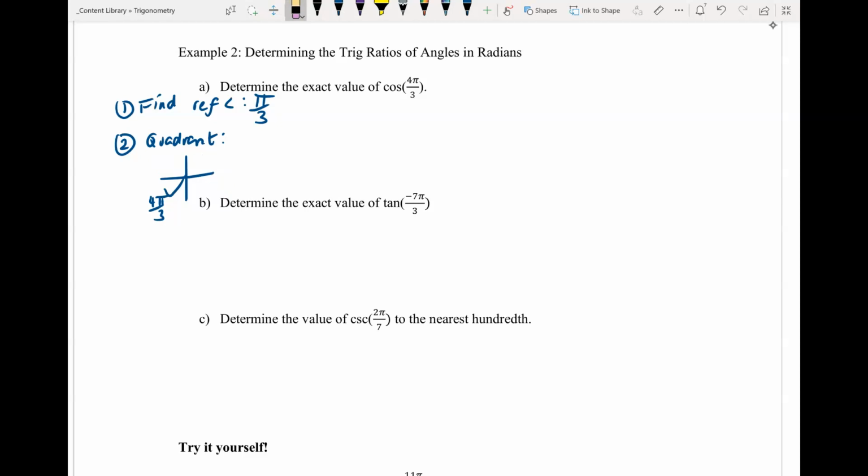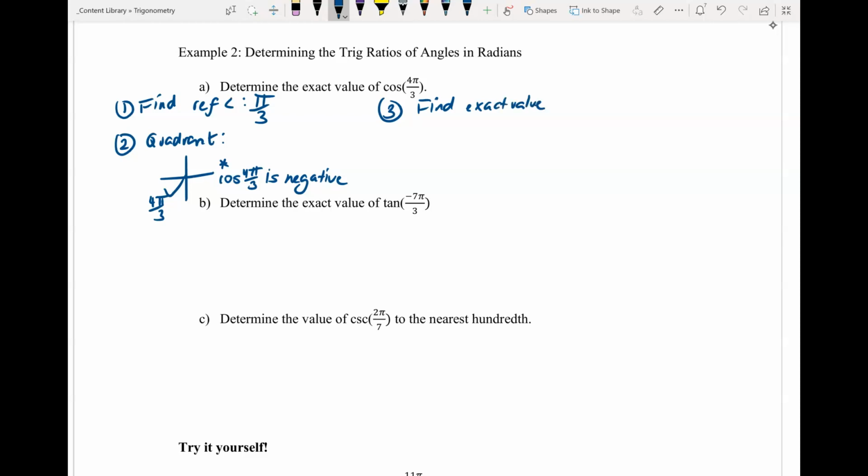Anywho, we are dealing with quadrant 3 here, and that means that our exact value is going to be negative in the end because cosine is negative in quadrant 3. I'm just going to write this as a note, that our exact value is going to be negative just because cos is negative in quadrant 3. Next thing we're going to do is find the exact value part.